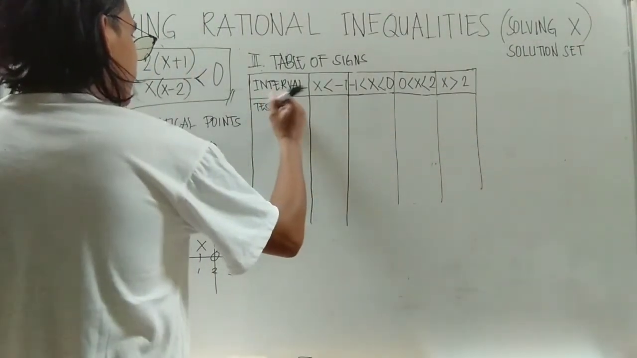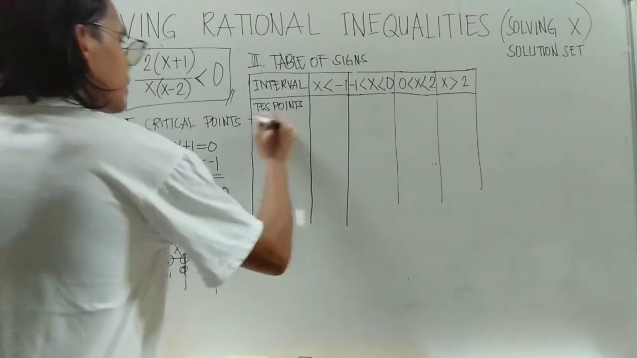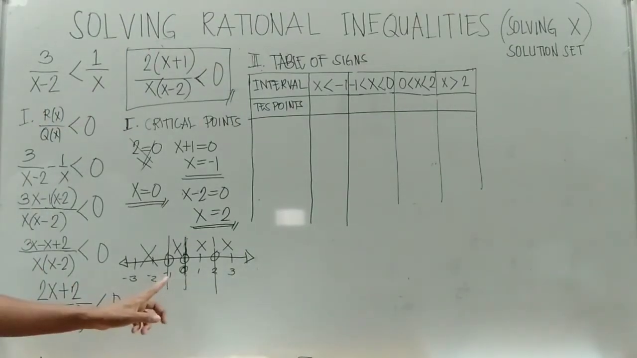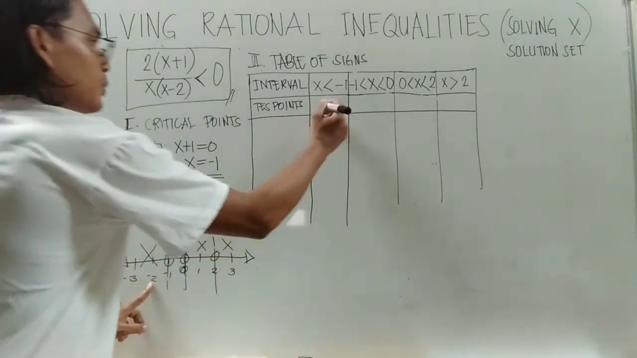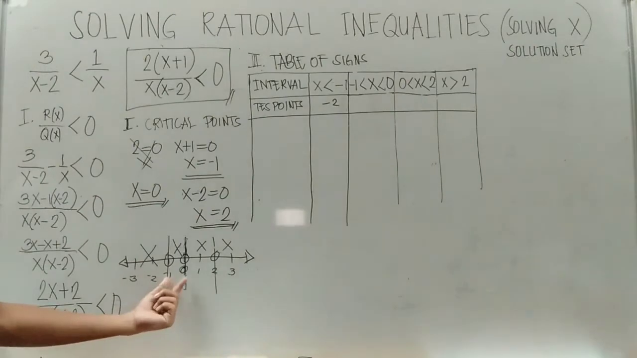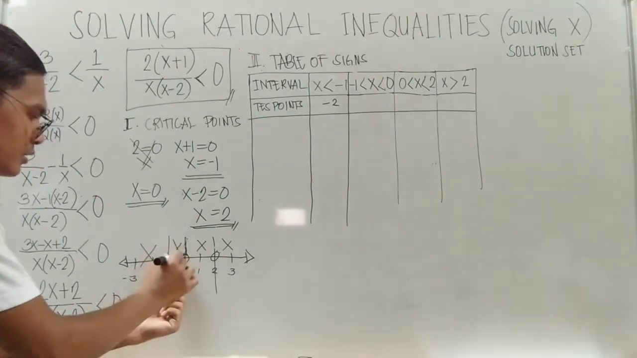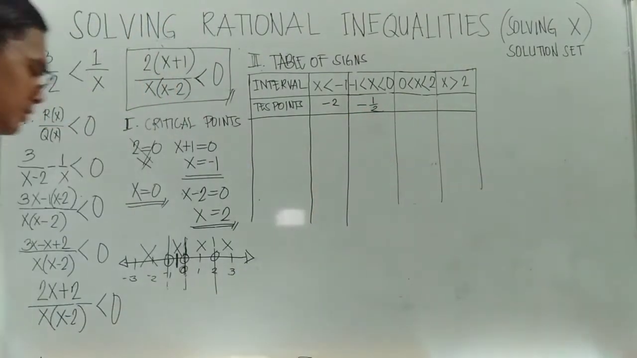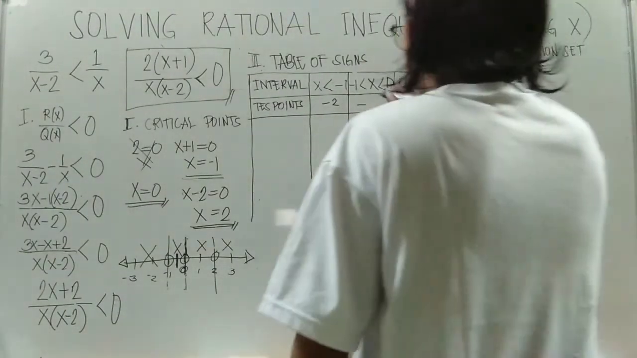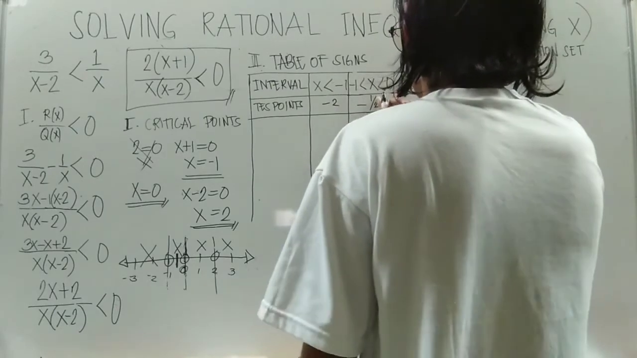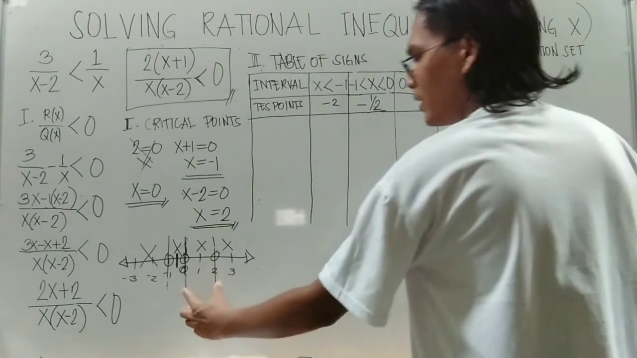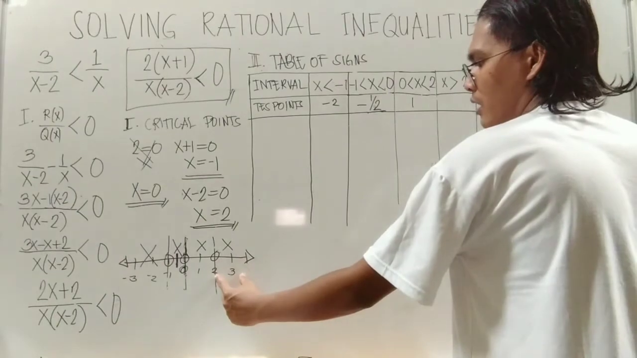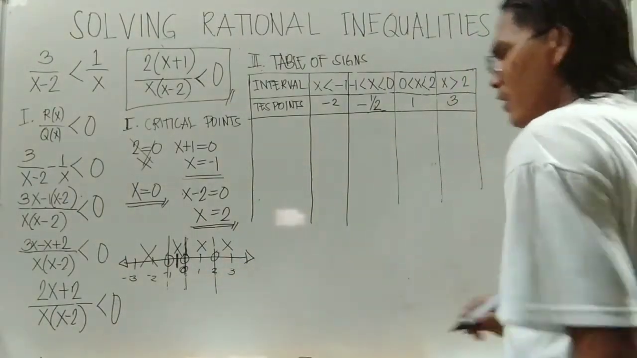Let us proceed to your test points. So identifying your test points, you can also use this. What are the values that are less than -1? Of course, -2. What are the values between -1 and 0? Of course, -1/2. Okay? Then the value between 0 and 2 is +1. Then the value on the right side of +2 is +3.